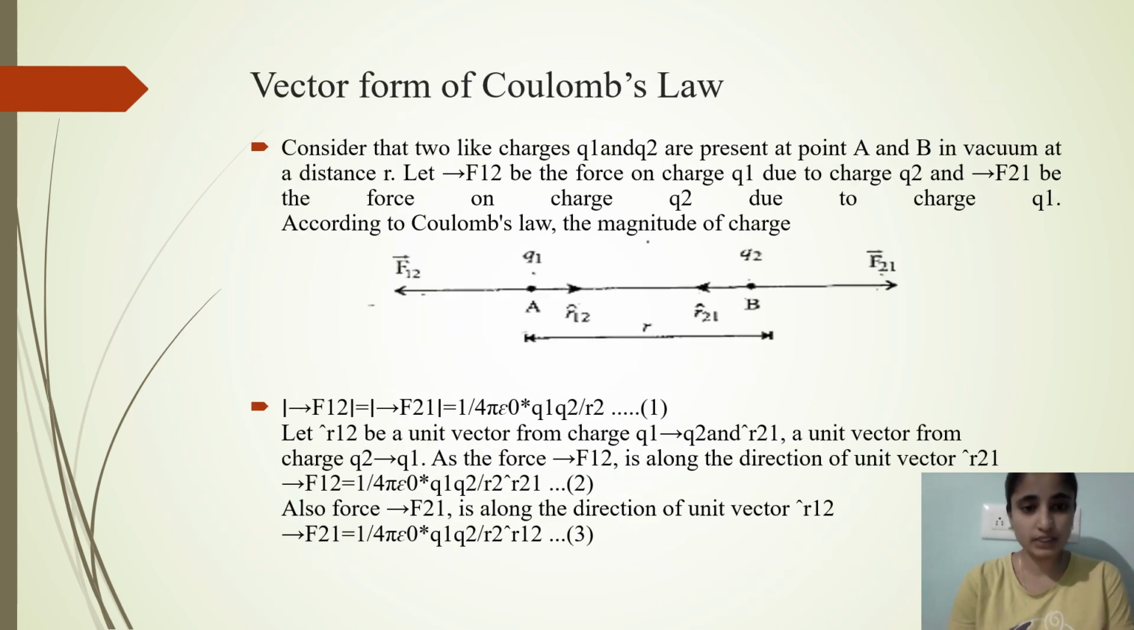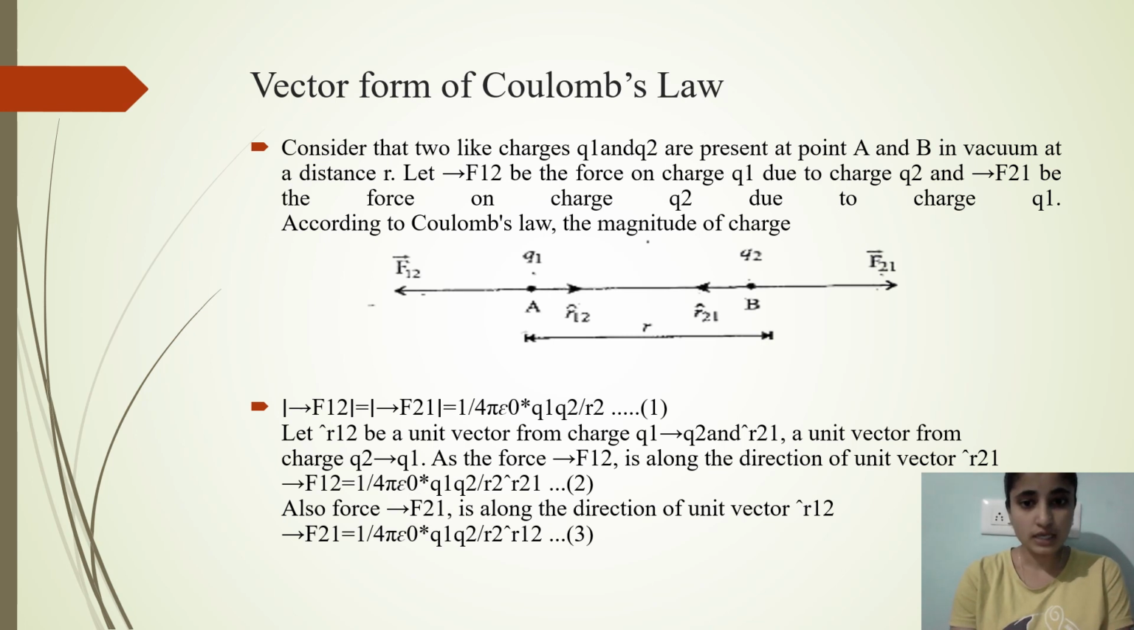Let us move on to the vector form of Coulomb's law. Consider two like charges, Q1 and Q2, present at points A and B in a vacuum at a distance R. Let vector F12 be the force on the charge Q1 due to the charge Q2 and vector F21 be the force on the charge Q2 due to the charge Q1.